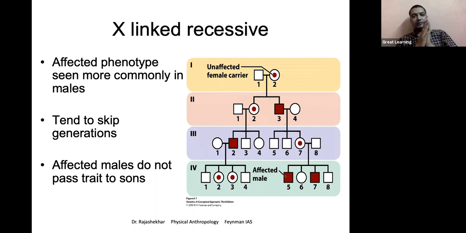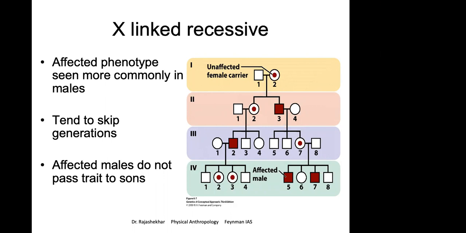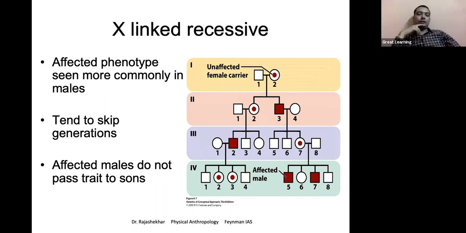What percentage of children will have it? If mother is a carrier, father is hemophiliac. 3:1. Why 3:1? So we will have only one normal X chromosome, two abnormal X chromosomes. Correct? So one version of the X chromosome would result in this. The remaining two parts of it will result in the affected. Okay, right.